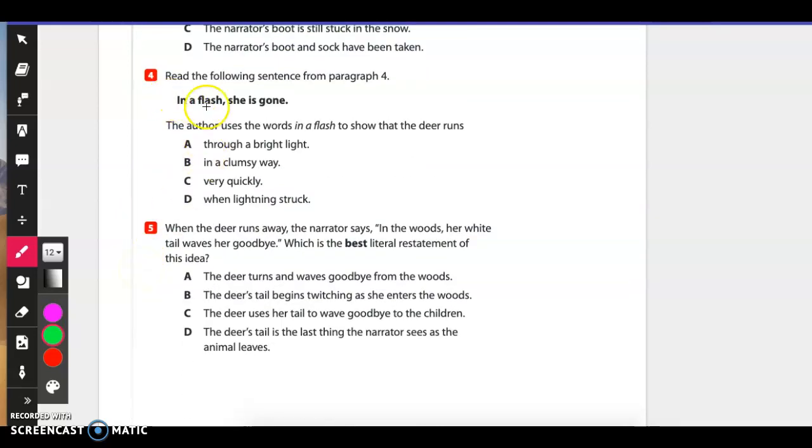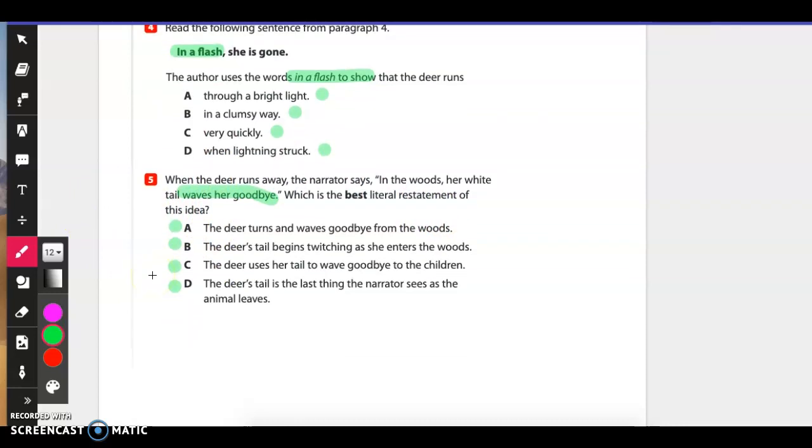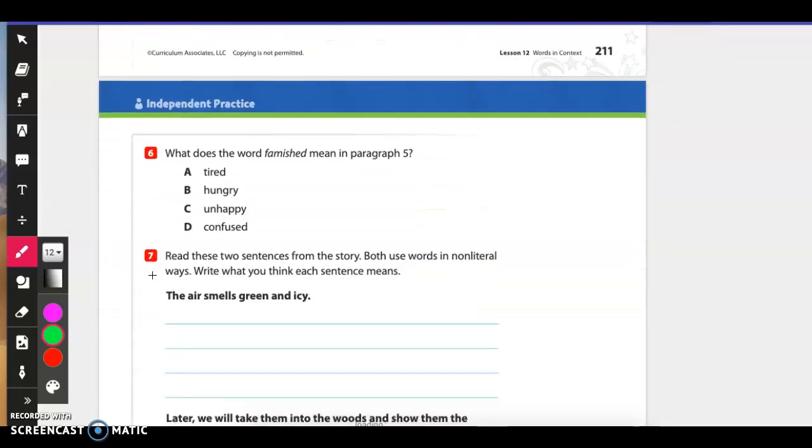Number 4, in a flash, she is gone. In a flash shows that the deer runs what? Read your answer choices. Number 5, in the woods, her white tail waves goodbye. Choose what the author really means by her white tail waves goodbye. After you have finished, go on to number 6.